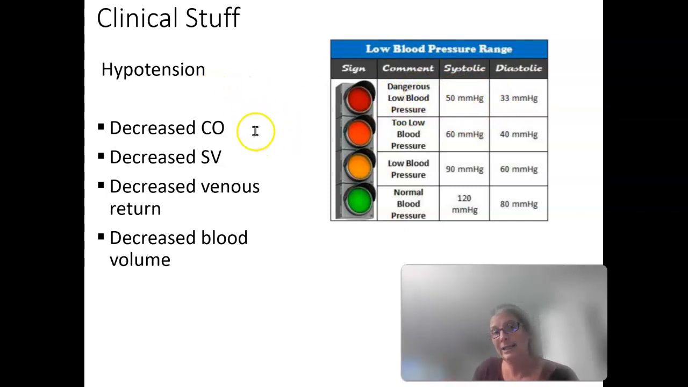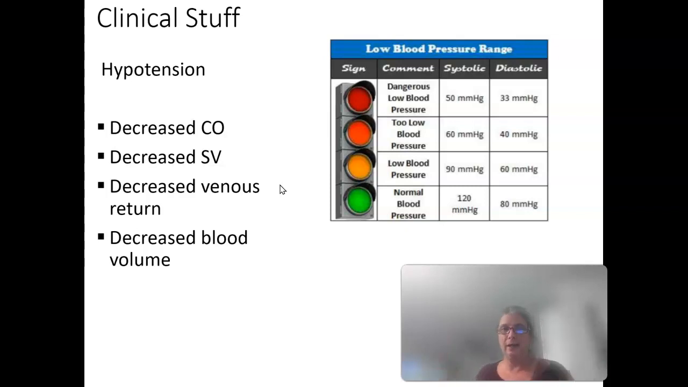Things that could cause it: if your cardiac output's too low. It might be low because you're hemorrhaging, because your blood volume's low. Maybe your venous return, you're not getting the blood back to your heart. Maybe you have a very low stroke volume. So these are factors that could cause hypotension. And in your notes, you have orthostatic hypotension. And pretty much everyone may experience this at one time or another.